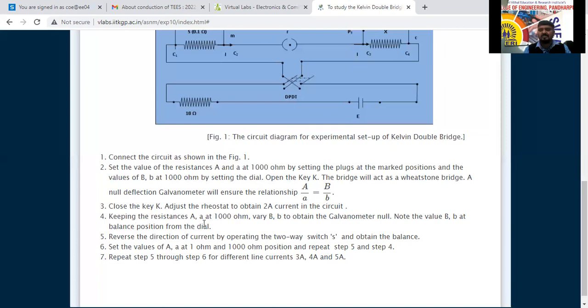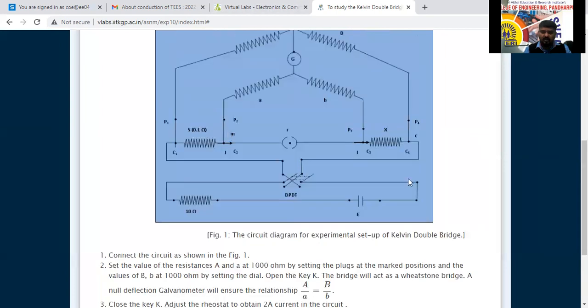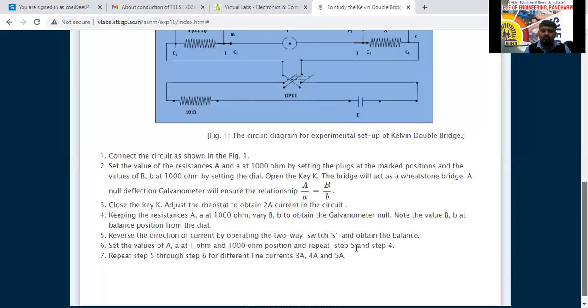Next, keeping the resistance A at 1000 ohm, this A, by keeping 1000 ohm only, we have to vary the B, C, other resistances. By doing that, we can bring the bridge into balance condition. Then we can set the value of A anywhere from 1 to 1000 ohm, and we can repeat the values by measuring here.